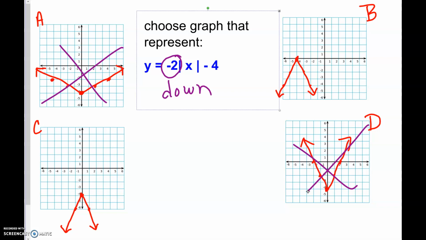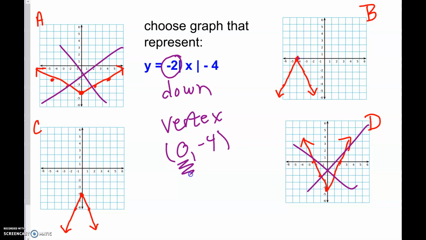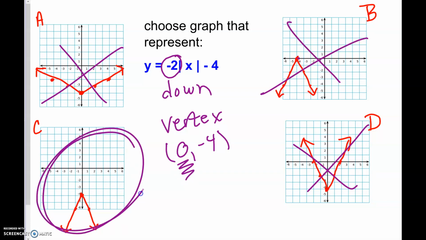So the next thing I'm going to do is look at my vertex. At my vertex, I look in the direction of X, and there's no number there. So it's a 0, -4. So which one does not go left or right and then goes down? So this one, see how it goes -4? That's your Y value. Our X value is 0. So I'm going to cross this one off, and that means that this one is my correct answer. So C is the correct answer here.